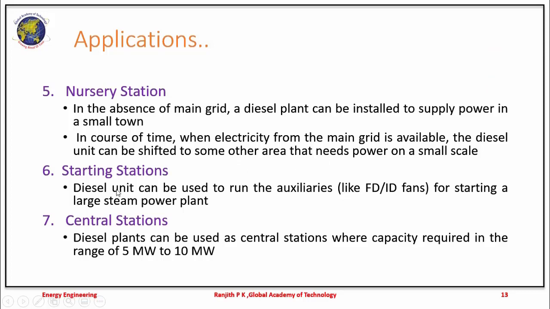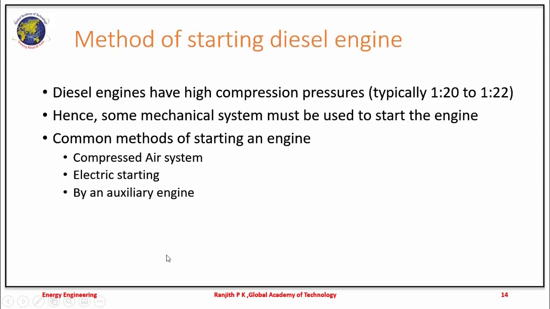It could also be used as a starting station, where a diesel plant could run the auxiliaries like the forced draught fans or the induced draught fans for starting the large steam power plant. It could also be employed as a central station, where a diesel engine plant could generate power in the range of about 5 megawatt to 10 megawatt. So the various methods of starting the diesel engine include the compressed air system, the electric starting, and the use of an auxiliary system or an auxiliary engine.